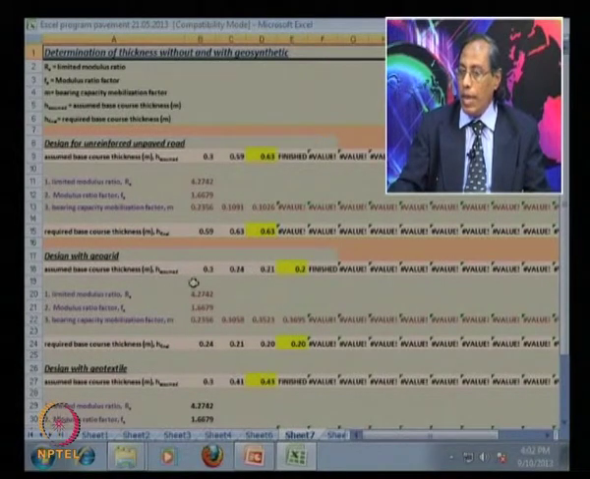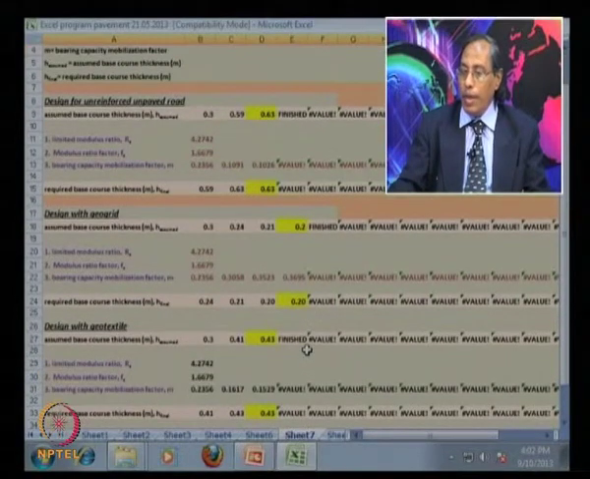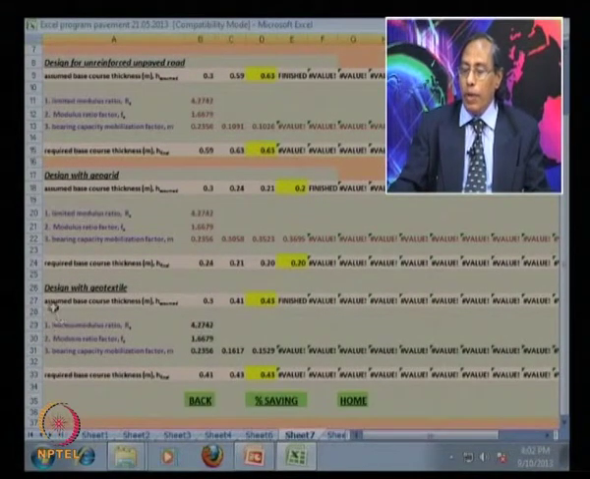So the assumed base course thickness is equal to the required base course thickness. Okay. This is for geogrid, the thickness of the pavement will be 0.20 meter. Similarly, if you use the geotextile material and assume a base course thickness, and then ultimately you are having 0.43, which is matching with the required base thickness 0.43.